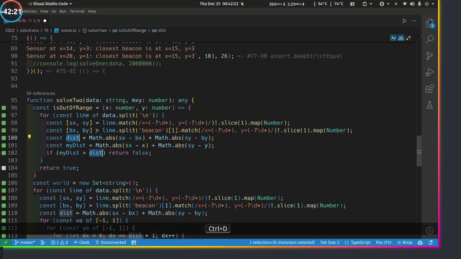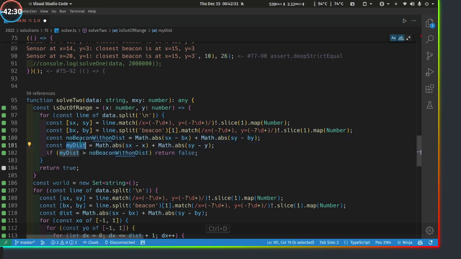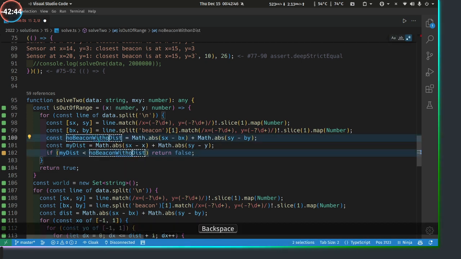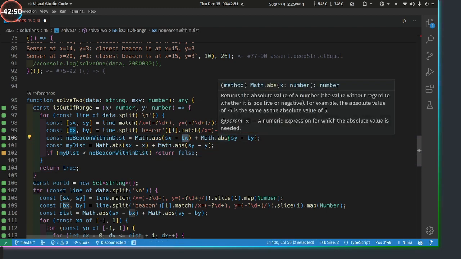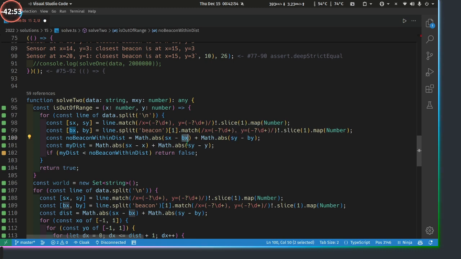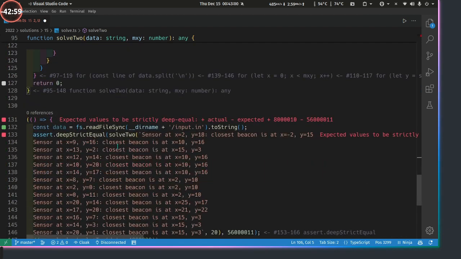Okay, so let's rename these correctly. Diamond, no, beacon, within distance, and then the distance from me to beacon, my distance, right? So if my distance is less than this distance, oh, within, I know how to spell. So this is the x's plus absolute minus the y's. The x's plus absolute minus the y's. So I'm not even using the world. Say goodbye. No. No.